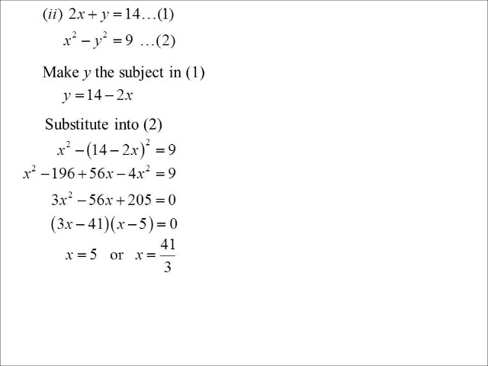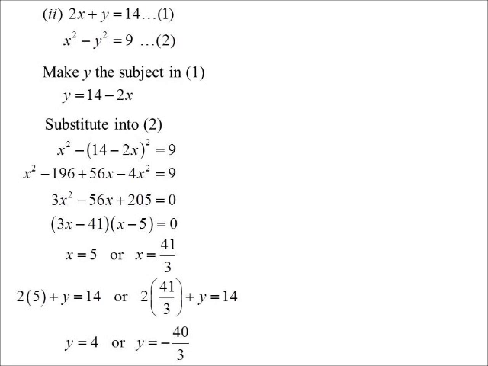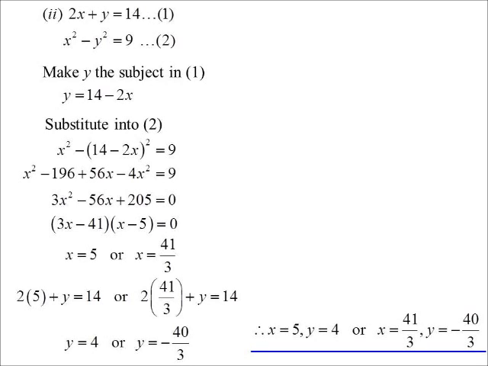Two possibilities for x, which of course will mean there will now be two possibilities for y. We go back and substitute in. And I'll just write down the final answer. So we group them together, the different pairs. So x is 5, y is 4, or x is 41 on 3, y is minus 40 on 3. So that's what we call the substitution method.